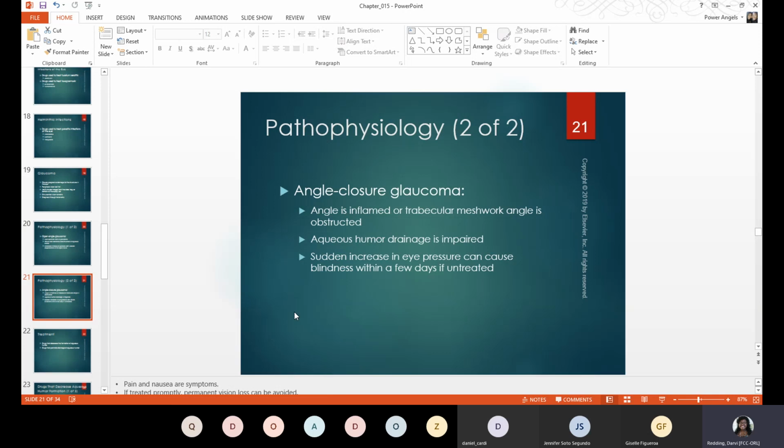So there is a sudden increase in eye pressure, and this can cause blindness within a few days if it goes untreated. Now, some of the symptoms of angle closure glaucoma include pain and nausea, and if it's treated promptly, permanent vision loss can be avoided.